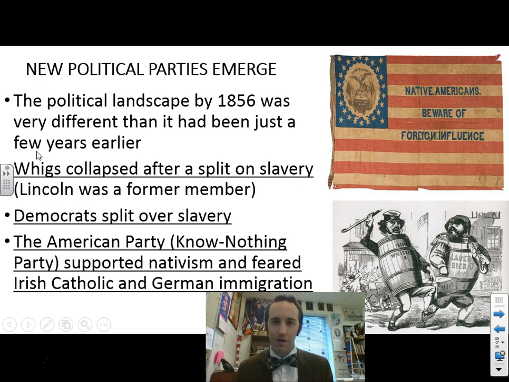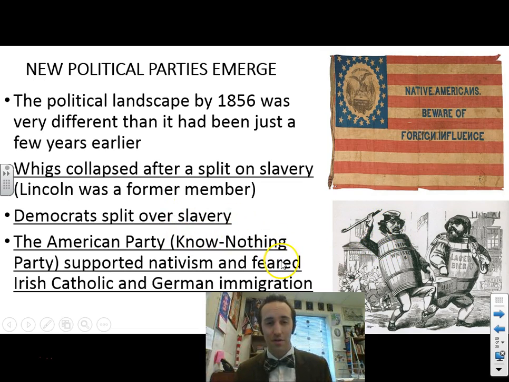We also got a new political party, the American Party, also known as the Know Nothing Party. They support nativism, which means they are very much anti-immigrant. And so they didn't want any more Irish or German immigration. They claimed these Irish Catholics and Germans were taking over the country, that they weren't speaking English, that they were changing what it meant to be American. And so largely this was the anti-immigrant party.